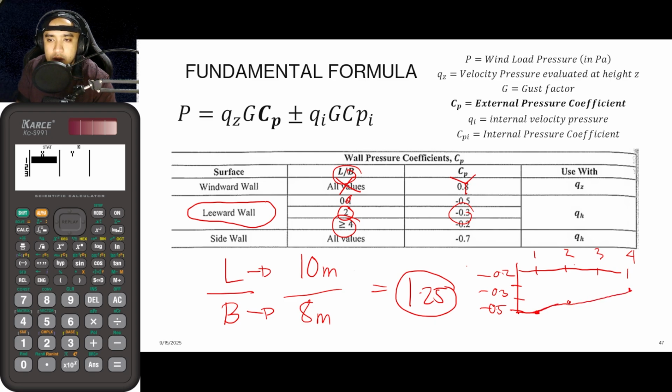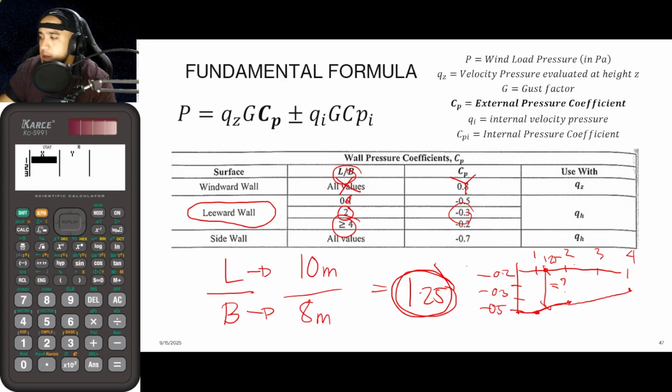My next goal, since the value of L over B is 1.25, is to know what would be the value of Y if x is equal to 1.25. I want to know what this is.